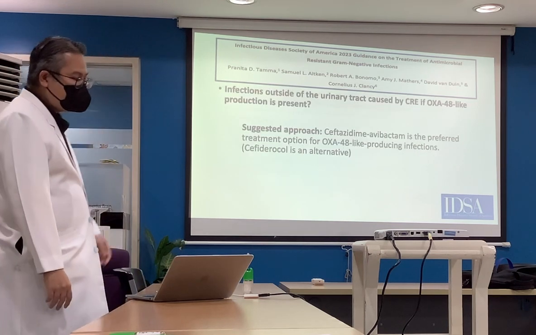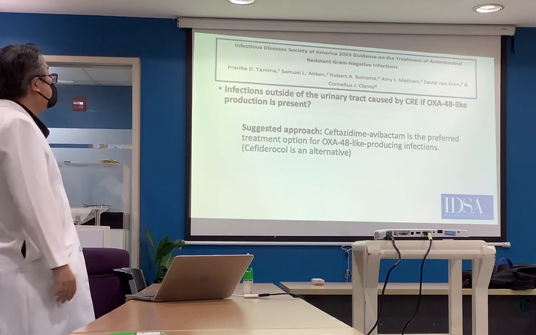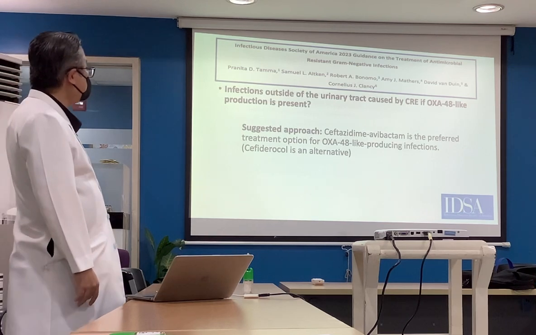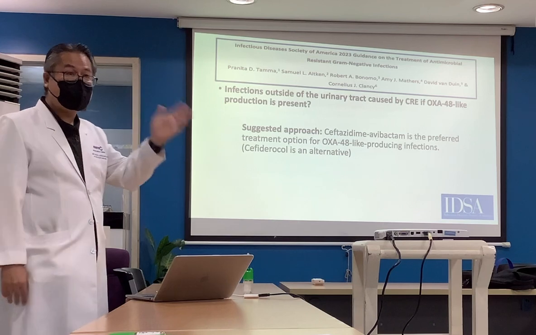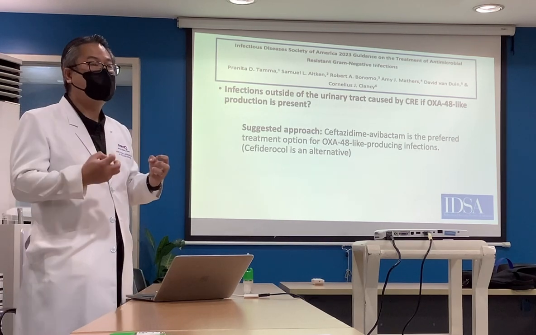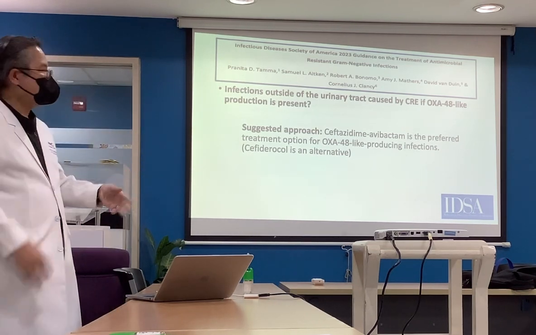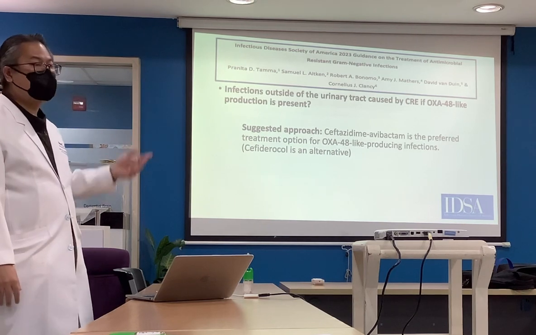Now, outside the urinary tract caused by CRE, if OXA-48-type production is present, ceftazidime-avibactam. Okay? Because OXA, right? So you got the principles. If it's OXA, then ceftazidime-avibactam would be enough.